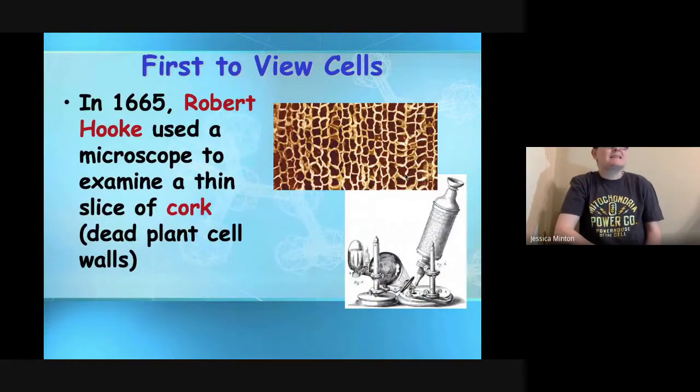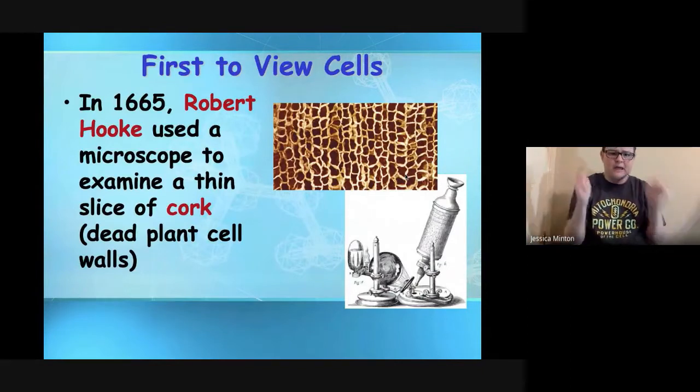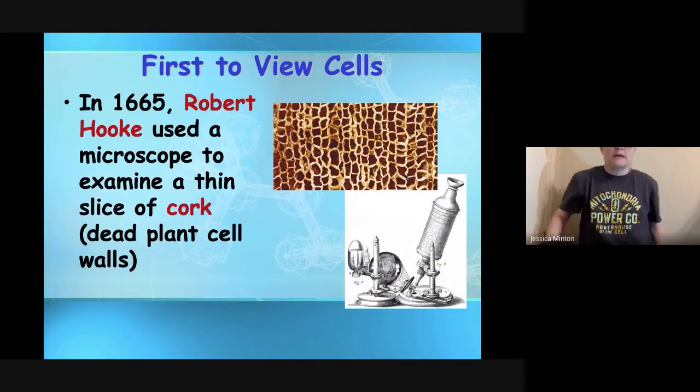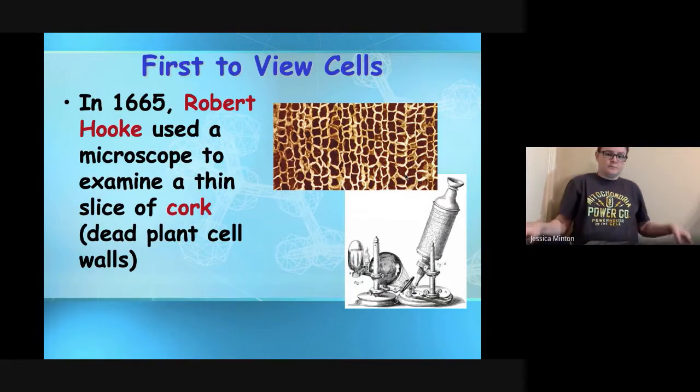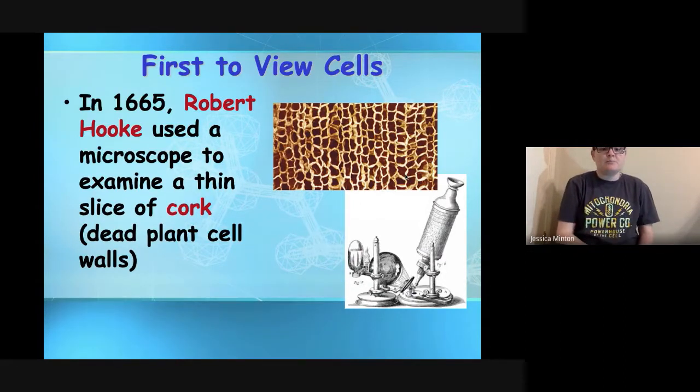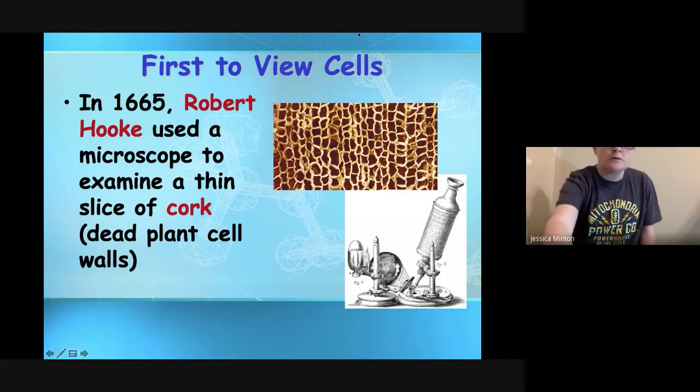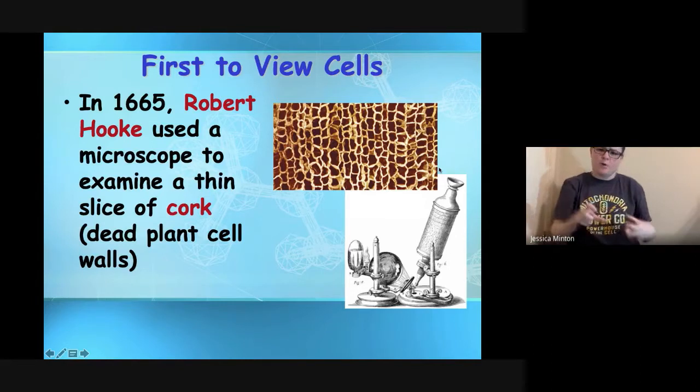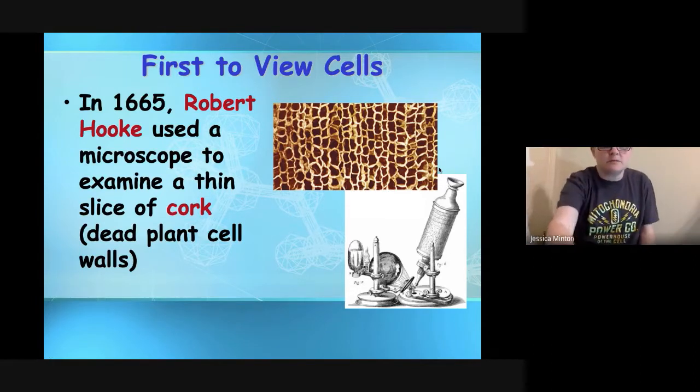So in 1665, throwback to my man, Robert Hooke, he used a microscope to examine thin slices of cork. So those dead plant walls. If you'll notice right up here, we can count each one of those little compartments, and those are going to be cells. I don't know about you all, but if I used this type of microscope down here, I don't know if I could have seen anything at all. So word up to my man that he could do that.